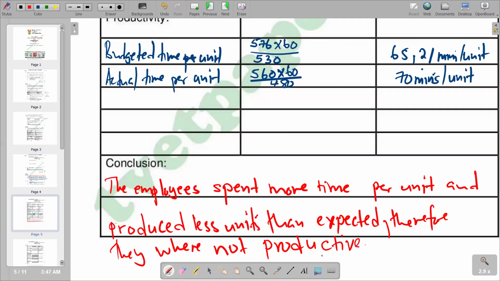So basically, that's the conclusion that you can give after making comparison of productivity and also on production, which has given us a comparison of actual production and budgeted production. So basically, this is what we did on question 3 on the question paper of November 2024.